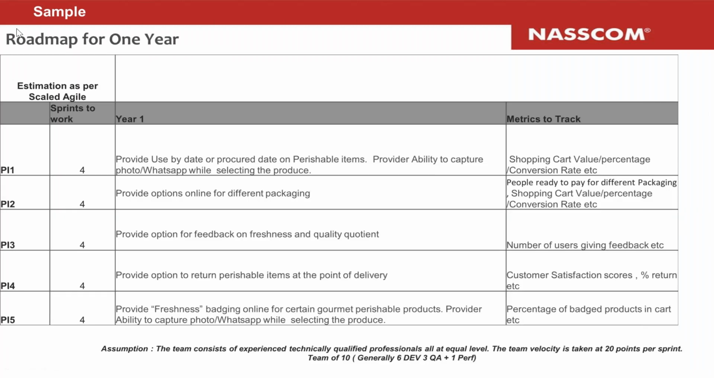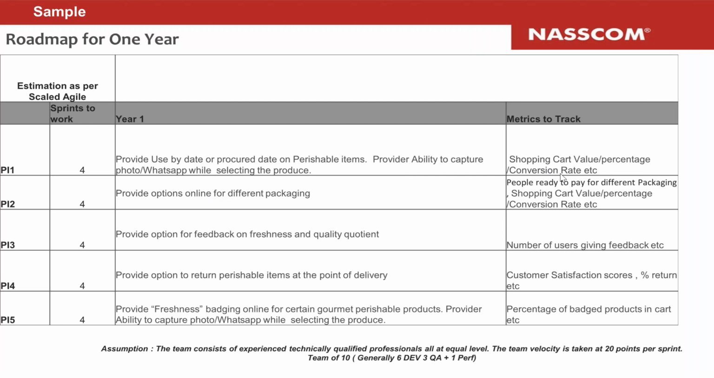Here I have a sample. I've written some sample epic features, user stories, and a release plan. It's important that we decide on metrics to track, especially in a B2C business, which would decide the success and failure of a feature. Here we have talked about maybe providing a use-by date or procured date on perishable items, or the ability to capture a photo, WhatsApp while selecting the producer. It can be a number of things. Again, this is a sample and is not the actual feature which should go into the product.